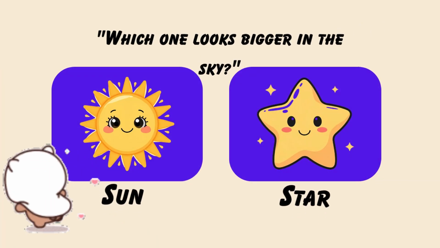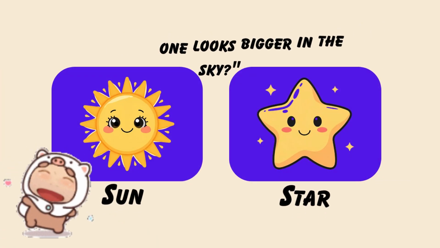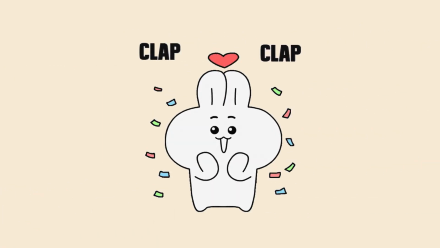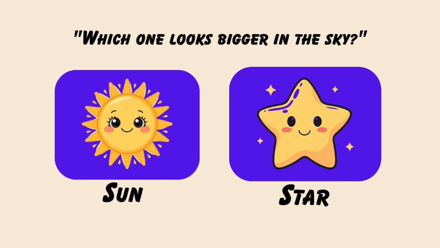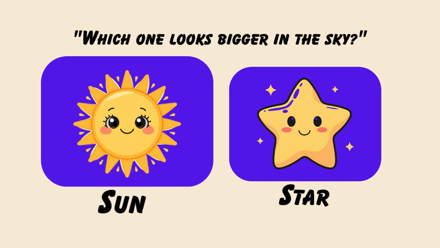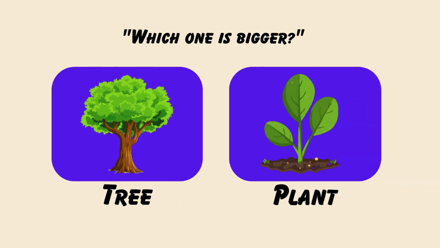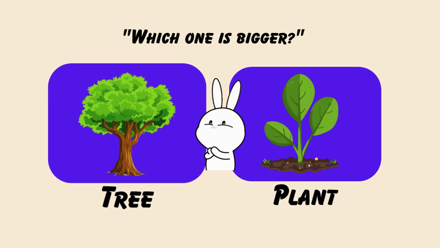Which one looks bigger in the sky? Sun. Sun. Which one is bigger? Tree or plant? Tree. Tree is bigger.